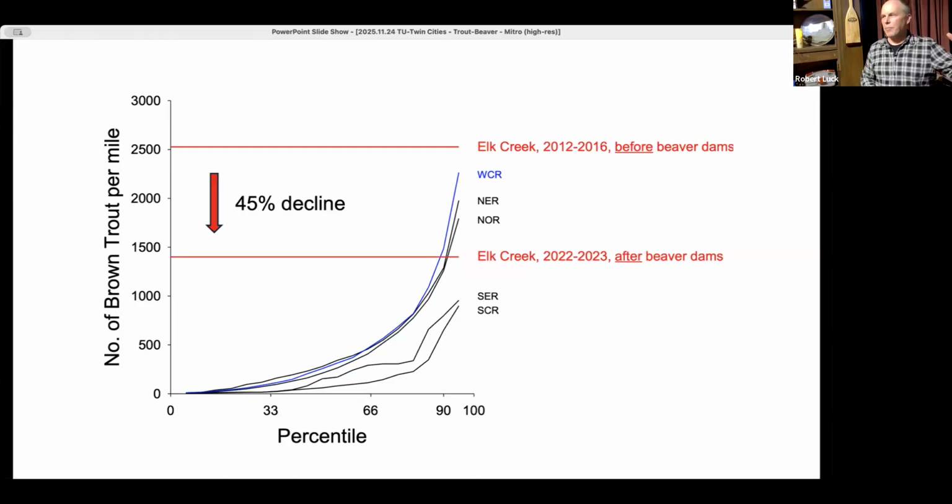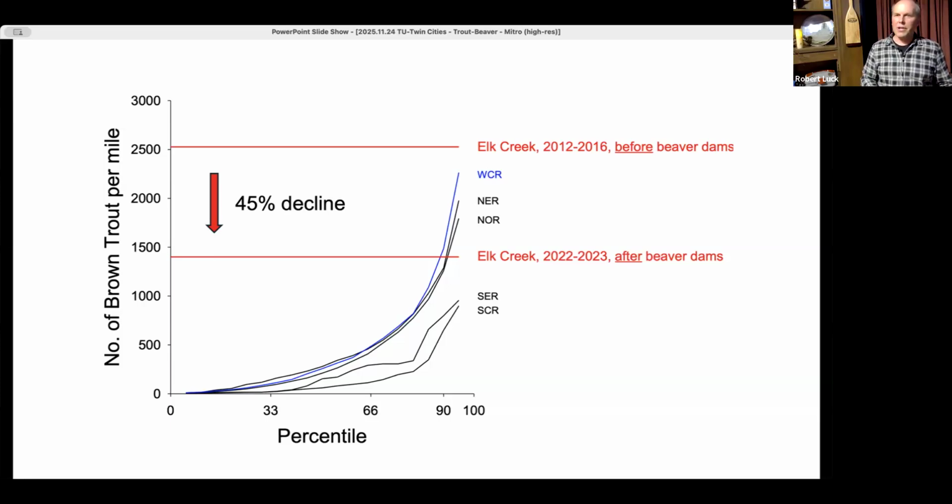It was essentially a top percentile stream in Wisconsin throughout the state. And over the course of the beaver activity in Elk Creek, the density dropped by about 45%. So what was a phenomenal trout stream in terms of trout numbers is now just kind of an average good stream.